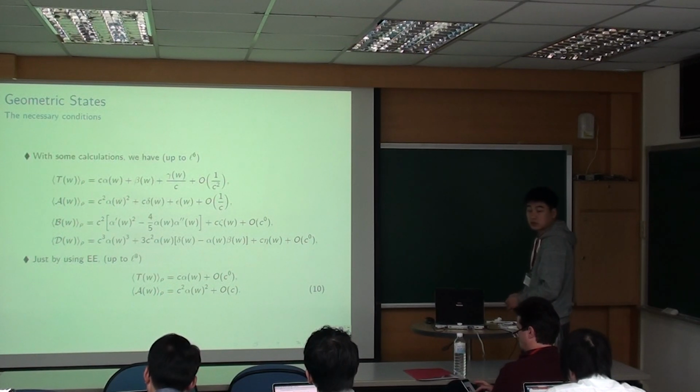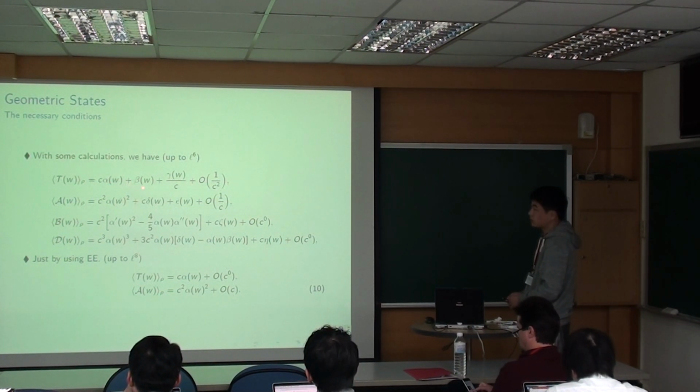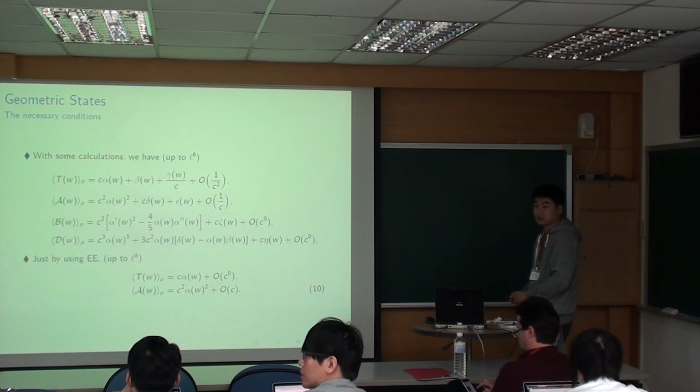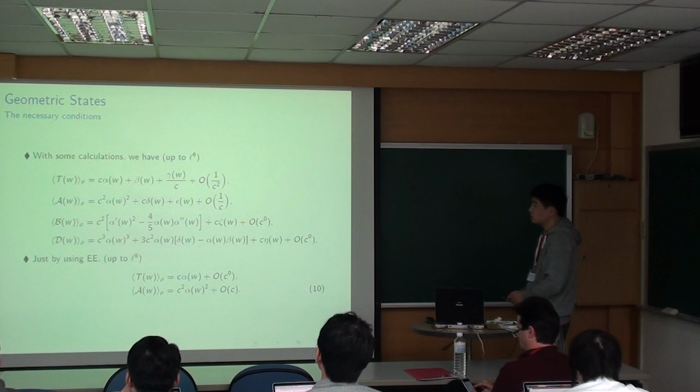Why does your T not have a beta? This one? Yeah, why don't you have beta in the first inequality in equation 10? They are actually functions of the c0. Okay, in this one. Okay. It holds for all the arbitrary functions of c0.